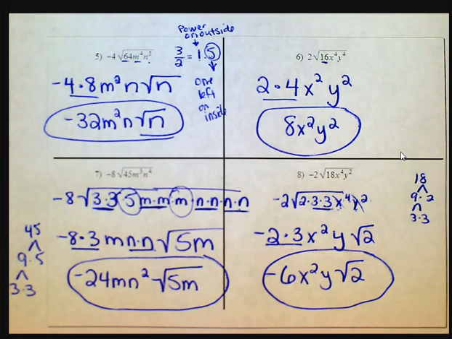All right, we'll practice some more of these tomorrow so that we can reach our target of I can simplify a square root that includes variables.